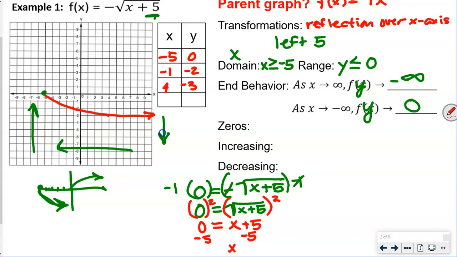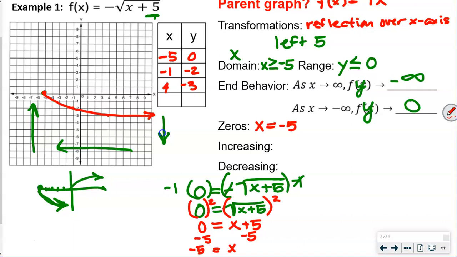So that means x is equal to negative 5. So that is the 0 of my function. And indeed it is. Notice right here, again, that is where the 0 of our function is. That's where the function crosses the x-axis. Now, when we talk about intervals of increasing and decreasing, these have to do with our x's.